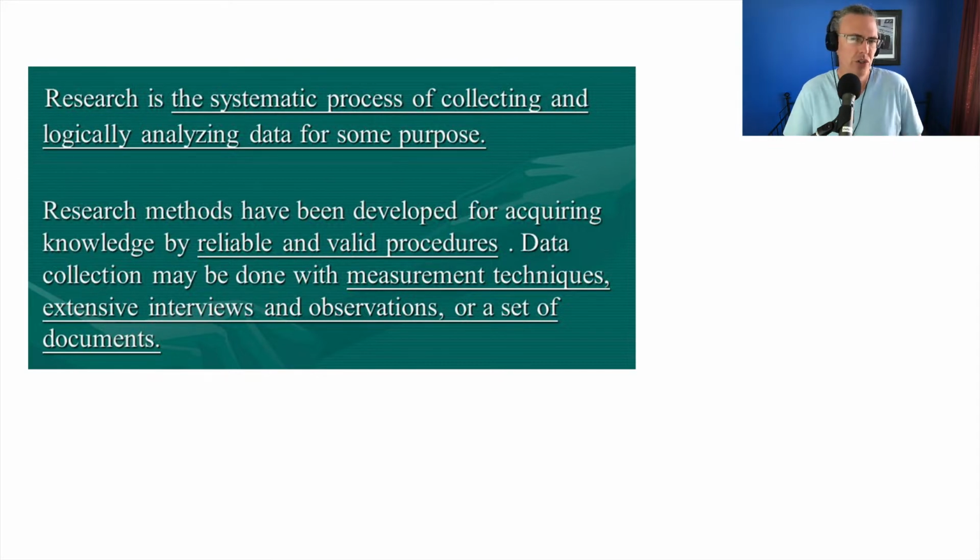There are a lot of things we could refer to as research. Often when we use that word, though, we're implying the formal process of research, which will incorporate experimentation. So, let's get there a little slowly. The second one: research methods have been developed for acquiring knowledge by reliable and valid procedures. And that's really what we're going to be talking about through this chapter a lot.